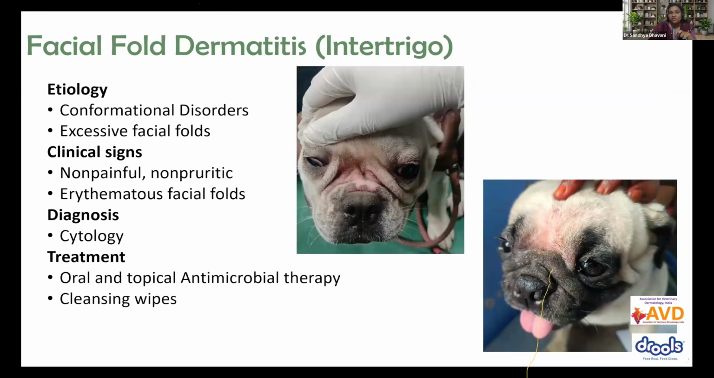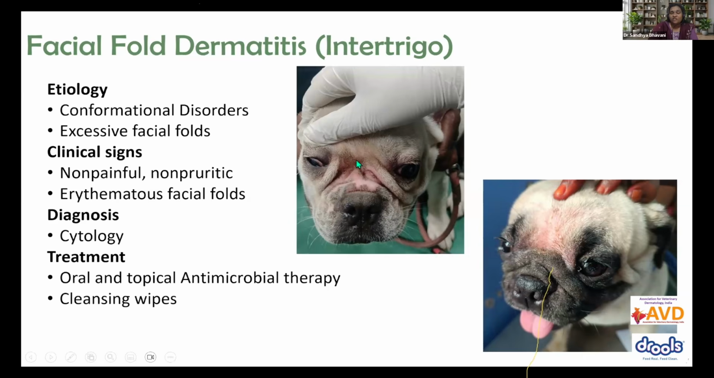This is facial fold dermatitis, also called intertrigo. This is mainly a conformational disorder, that is, because of the breed. These breeds have many folds and wrinkles, which helps bacteria or fungi to settle in that area and grow. It forms a humid environment for bacteria to grow, and saliva particles can go and settle there. Usually the lesion is non-painful and non-pruritic. It can be, but once it is affected with bacteria, it can become severe.